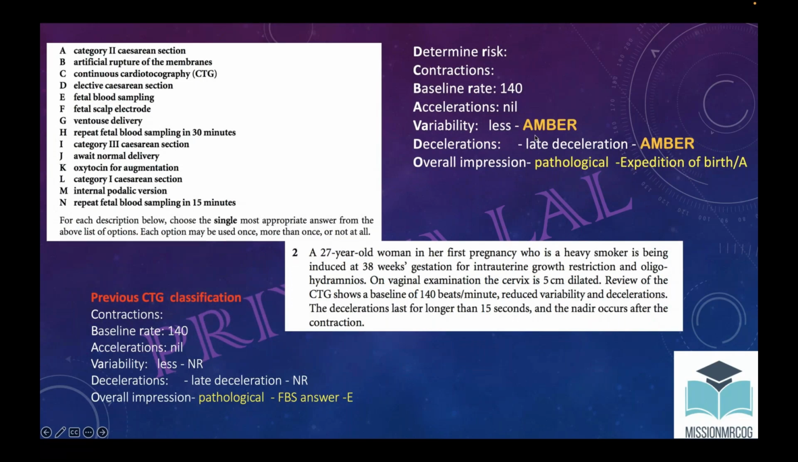So if we follow the previous CTG guideline, the pathological answer should be FBS. But now FBS has been removed, so the answer will be expedition. So this is the change: if we see the new guideline, this is the answer. If we see the old guideline, this is the answer. Okay, so just this message I wanted to give.